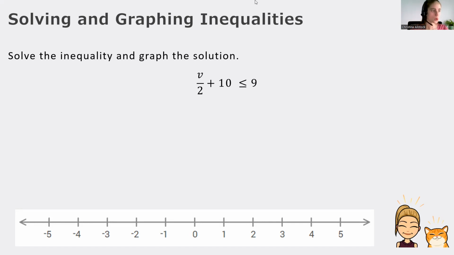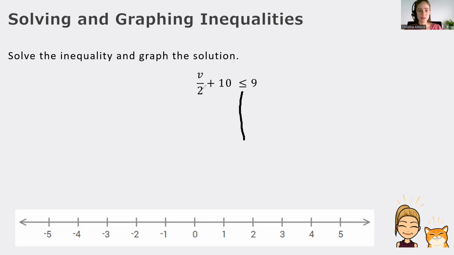All right, so now that you've had a chance to solve this yourself, let's check our work here. We have the inequality v over 2 plus 10 is less than or equal to 9. So I'm going to start off by drawing a line here to separate my two sides of the inequality. And I can see I'm trying to get v by itself. And the only things going on is it's being divided by 2 and we're adding 10.